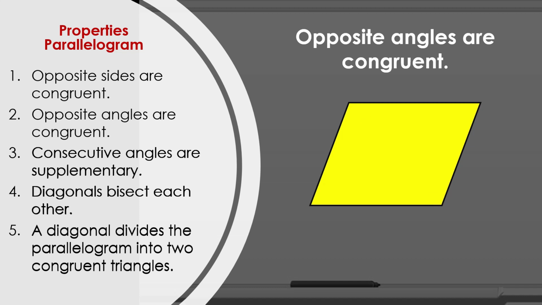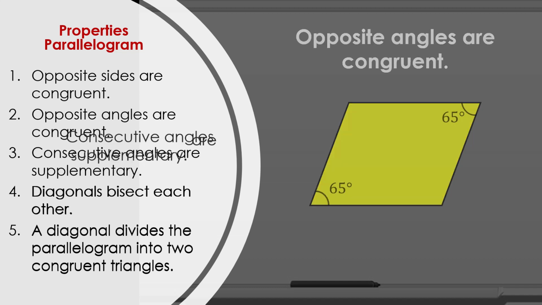So by applying the second property, if the given angle is this one, then the opposite angle will be this one. And if the measure of the given angle is 65 degrees, then the opposite angle of that given angle is equal to 65 degrees as well. Same goes for the other angle.